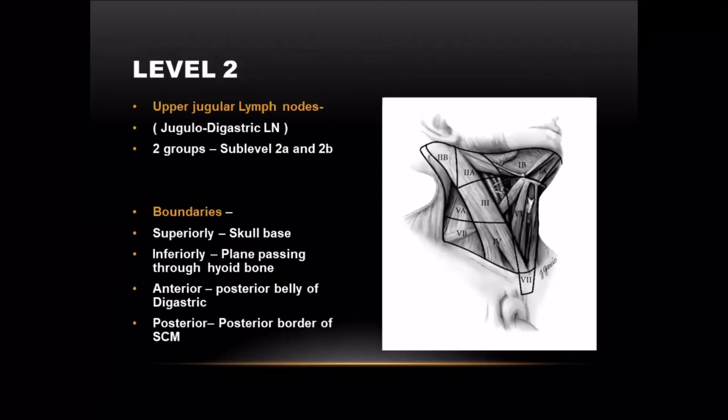Next comes the level 2 cervical lymph node. It is also called the jugulodigastric lymph node. It is further divided into sublevel 2A and 2B. It is bounded superiorly by the skull base, inferiorly by the transverse plane that is passing through the hyoid bone, anteriorly by the posterior belly of digastric muscle, and posteriorly by the posterior border of sternocleidomastoid.